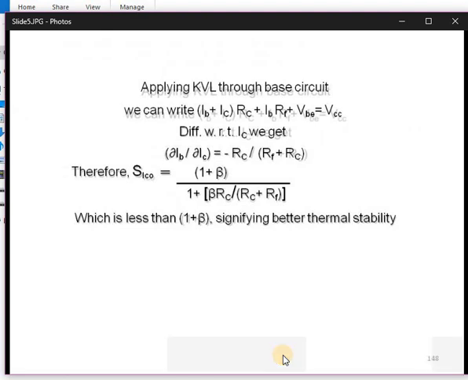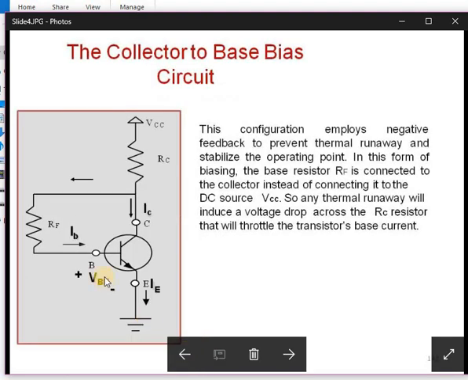Now applying the KVL through the base circuit. When we apply the KVL to the base circuit, we get (IB plus IC) into RC plus IB into RF, and VB equal to VCC minus IB into RF. That means here we can apply the KVL from this point.